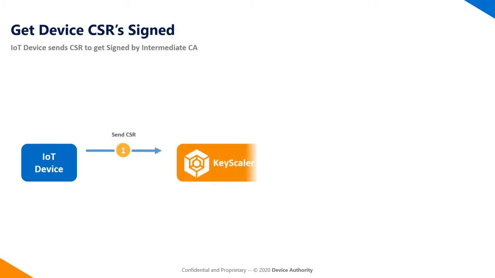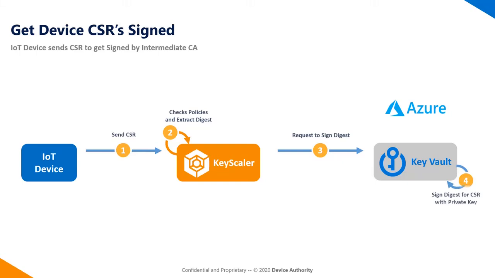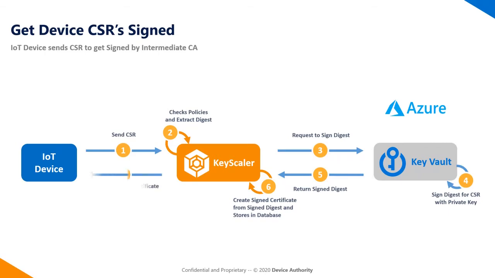Next, let's take a look at the device CSR signing flow. First, the device sends a CSR to KeyScaler. KeyScaler checks the policies and extracts the digest from the CSR. KeyScaler sends the digest to KeyVault to get it signed. KeyVault signs the digest with its private key and it is returned to KeyScaler. KeyScaler creates a signed certificate from the signed digest and stores the certificate in a local database. And finally, the signed certificate can be downloaded or provisioned automatically to the IoT device.